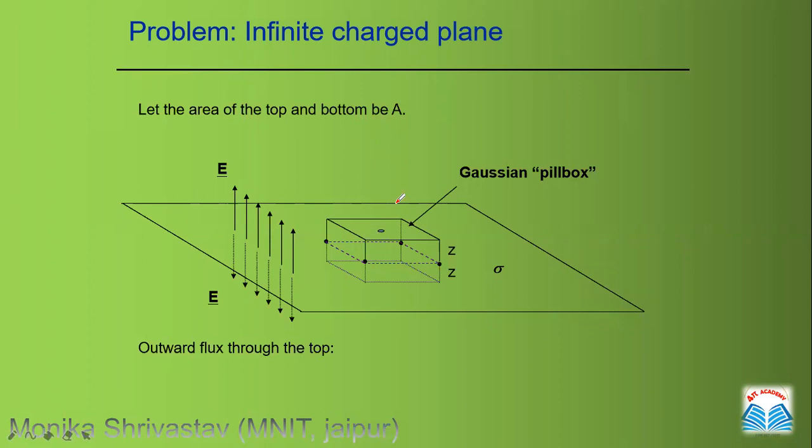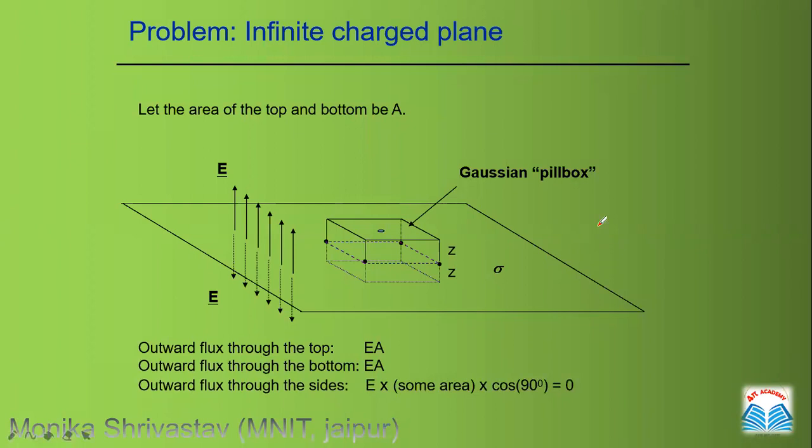Sorry, through the top will be EA, and through the bottom will be EA. So the next is through the side we can consider. Outward flux through the sides will be E into area into cos of the angle.